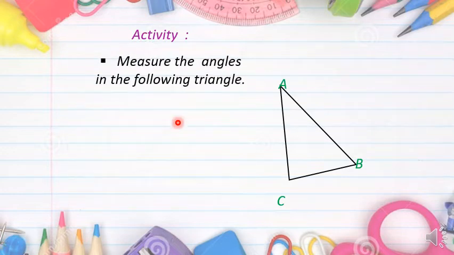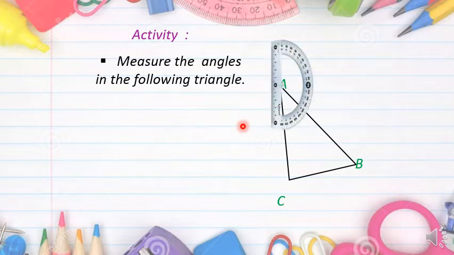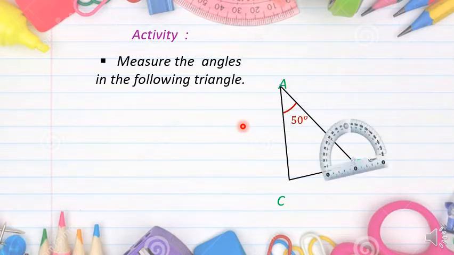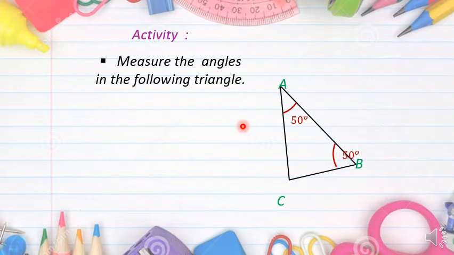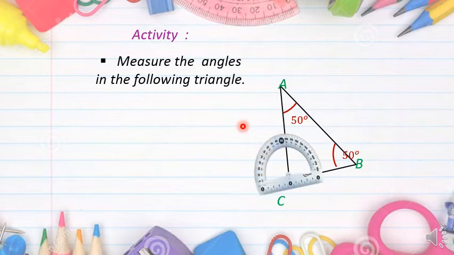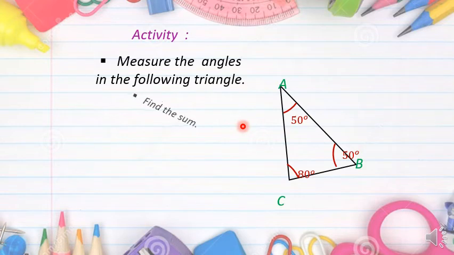Let's start with this activity. Take a triangle ABC. Measure the angles in the following triangle using the protractor. The measure of angle A, as you can see, is 50 degrees. The measure of angle B is also 50 degrees. The measure of angle C is 80 degrees.